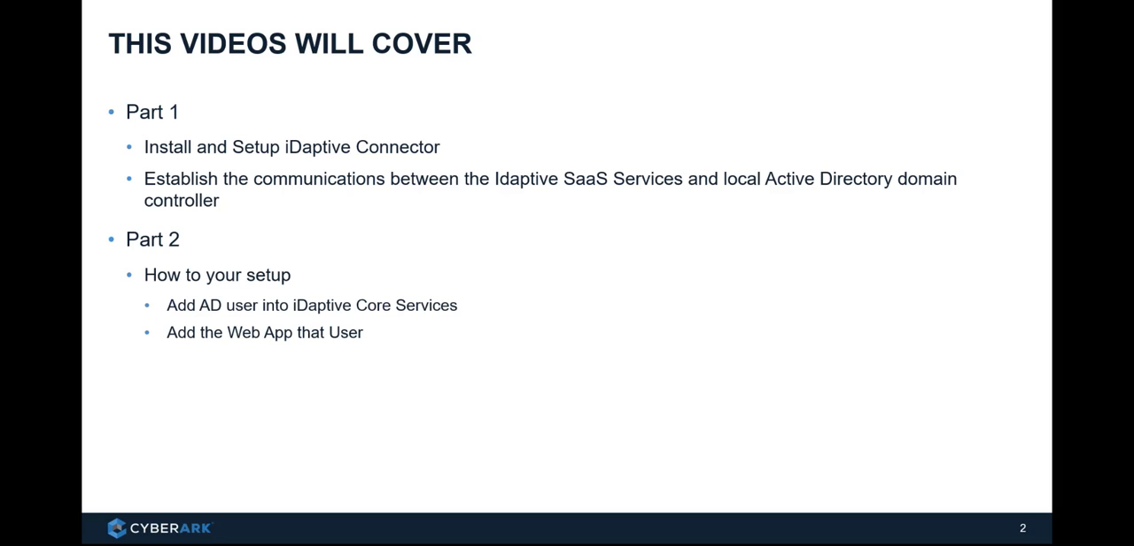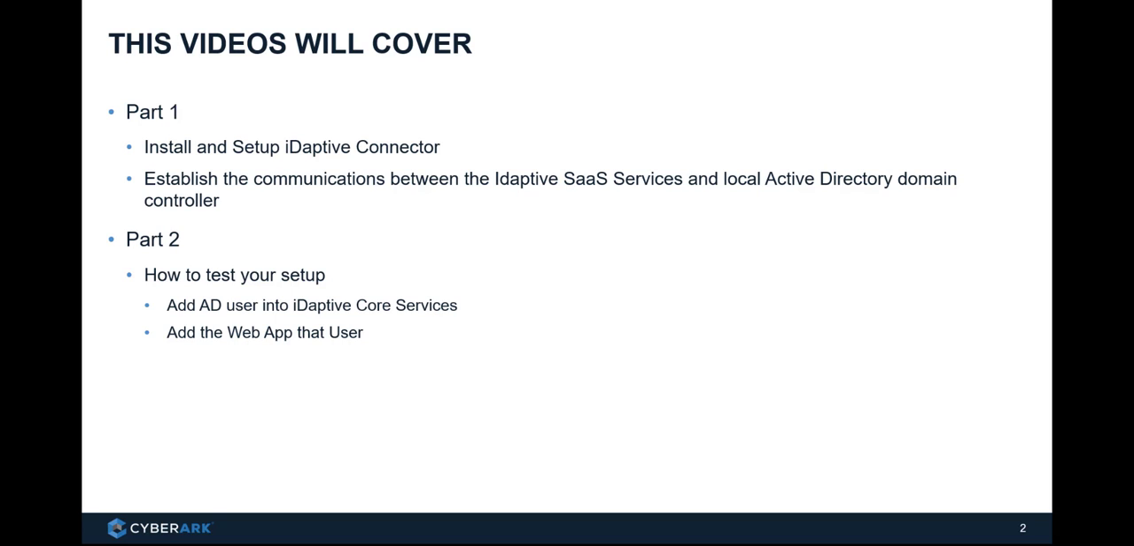Today I'm going to show you how to set up and test the iDaptive connector. This video will cover two parts. Part 1 talks about installing and setting up the iDaptive connector. This connector establishes communication between iDaptive SaaS services and the local Active Directory domain. Part 2 talks about how to test your setup, for example, adding the AD user into iDaptive core services and also adding web applications to that user.